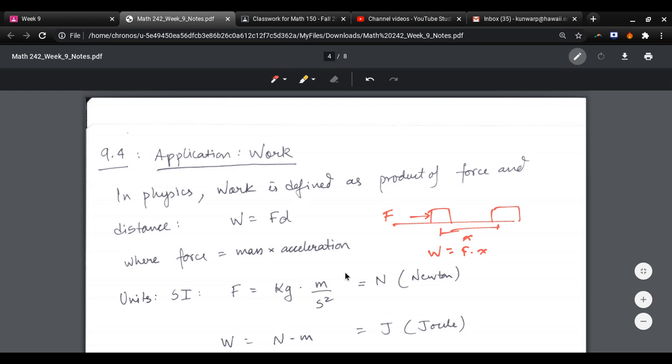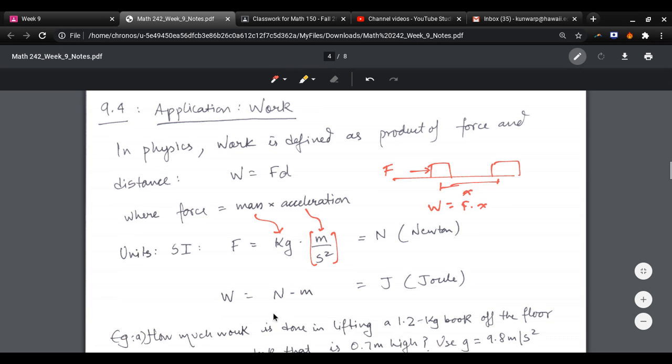And force is given by mass times acceleration. The units of force are, mass is kilogram, acceleration is meter per second squared. So this whole thing is called Newton. So work is force times distance, so that's going to be Newton that we just saw. And for distance you have meter, and that's called joule.